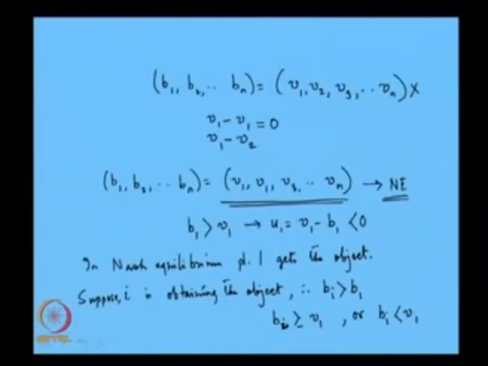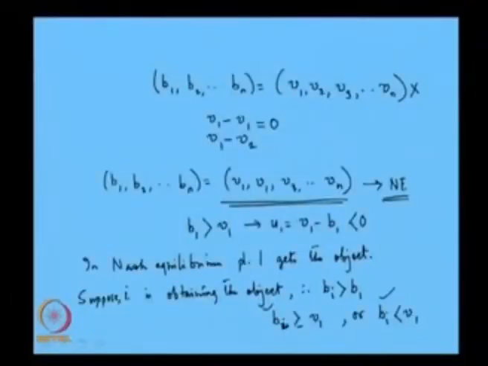Now, if B I is greater than or equal to V 1, then the player I who is getting the object is making a negative payoff, because his valuation is V I, which is less than V 1. So, he is getting the object, but his payoff is V I minus B I, which is a negative quantity, and he can do better by setting B I equal to V I, in which case he will get 0. So, this is not a Nash equilibrium.